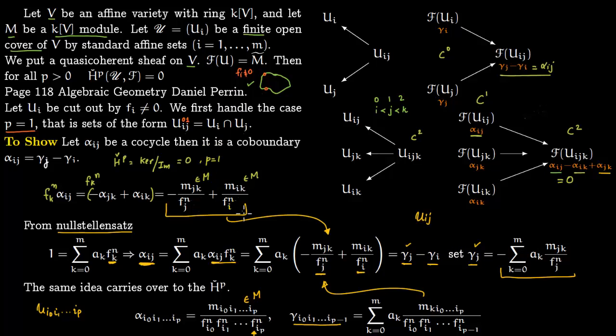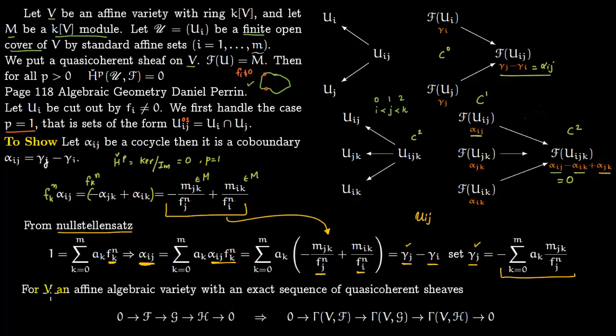So there is an important corollary to our theorem. Our corollary says that, say you have V, which is an affine algebraic variety, and on that you have an exact sequence of quasi-coherent sheaves. So you have 0, F, G, H. That would imply that you have exactness of global sections also. So the global sections are exact.